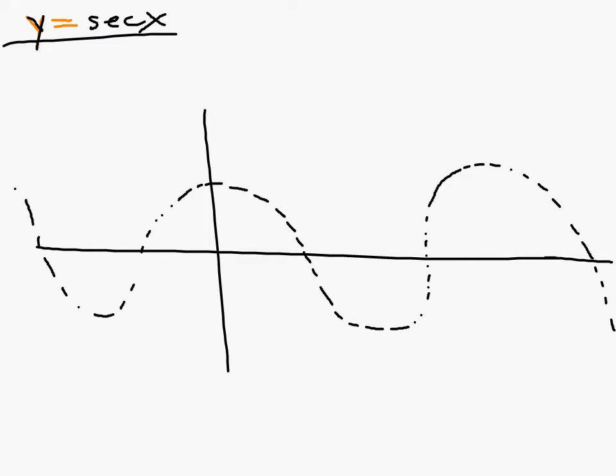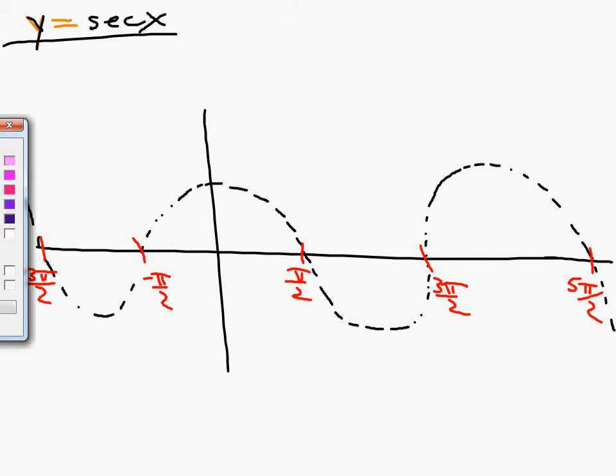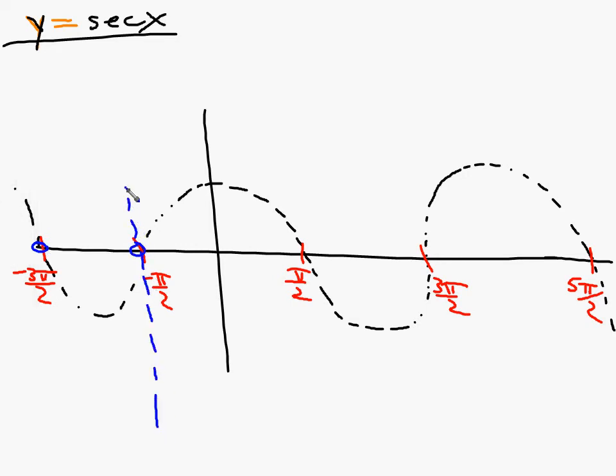Fill in your locations of your zeros. We know that this is pi halves. This is 3 pi halves. This is 5 pi halves. Over here, this would be negative pi halves and negative 3 pi halves. At all of those spots, cosine is equal to 0. So at all of those spots, I need an asymptote. So every one of these places, we're going to have an asymptote.